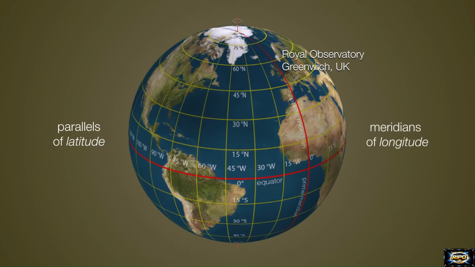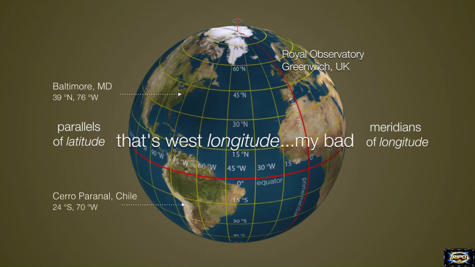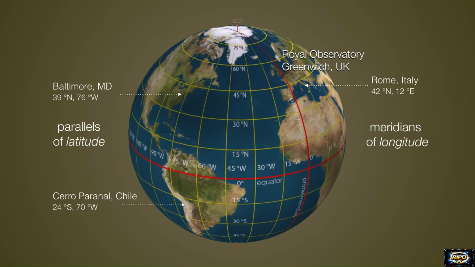So, for example, here in Baltimore, we are at 39 degrees north latitude, 76 degrees west longitude. A southern example would be Cerro Paranal in Chile, that's 24 degrees south latitude and 70 degrees west. And Rome, Italy is 42 degrees north and 12 degrees east. So that places Rome at about the same latitude as Boston, Massachusetts. Now, that is how we define every location on Earth.